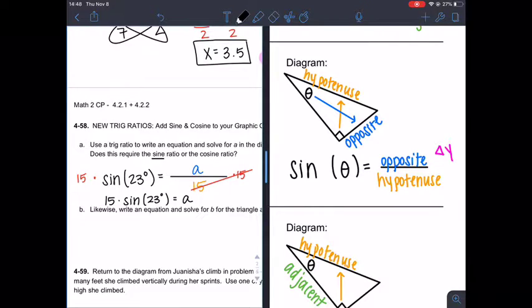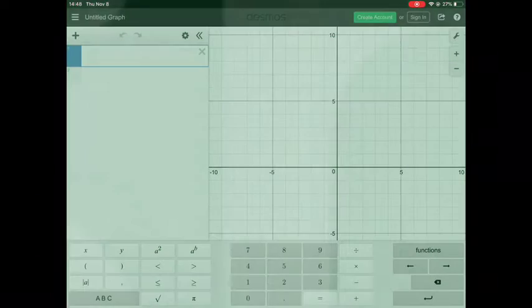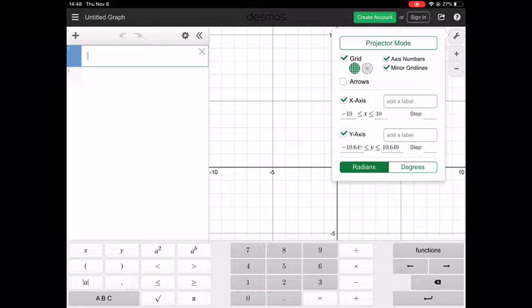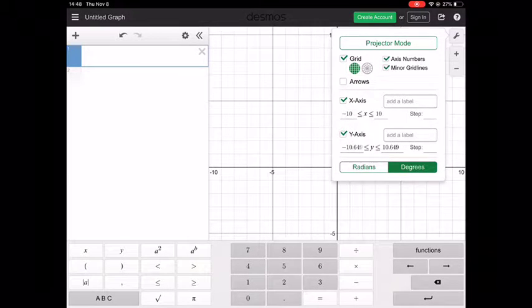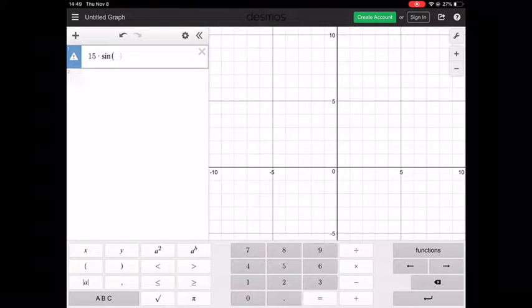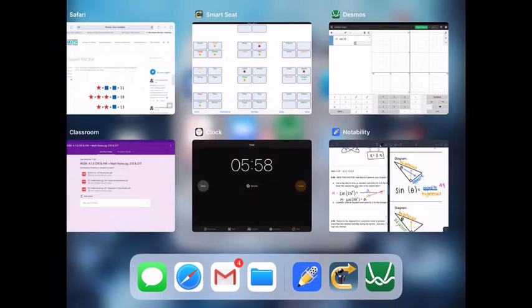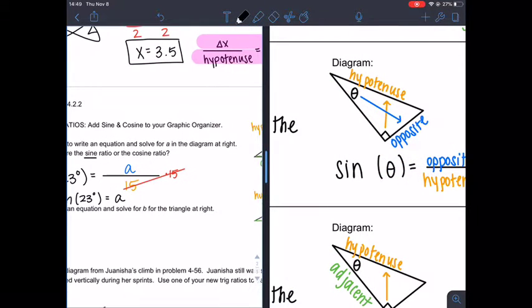So what I'm going to do is go to Desmos, my calculator. I'm going to make sure that this wrench here, we have degrees selected. And now I am going to write in what I had. We had 15 times sine of 23. And I get 5.86 or 5.9. So back here, I'm going to write that A equals 5.9.